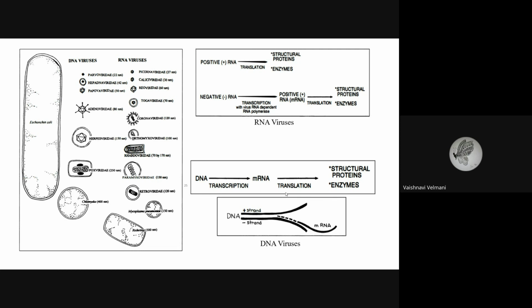RNA viruses can directly produce proteins, whereas negative RNA will first be transcribed to positive and then produce proteins. In the case of DNA viruses, it is first transcribed into mRNA. The negative strand is only considered for transcription, whereas the positive strand will be ignored for transcription. And after the mRNA production, it will be translated into proteins and enzymes. Next.